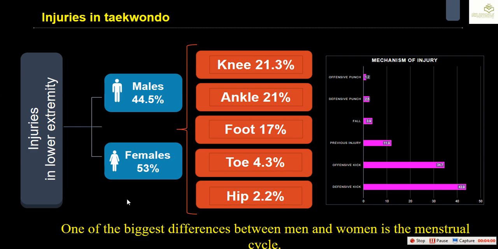Research showed that in Taekwondo, lower extremity injuries are about 45% for males and 53% for females. In categorizing the injury locations, researchers show that the most common places for lower extremity injuries are the knee and ankle, and after that the foot, toe, and hip.